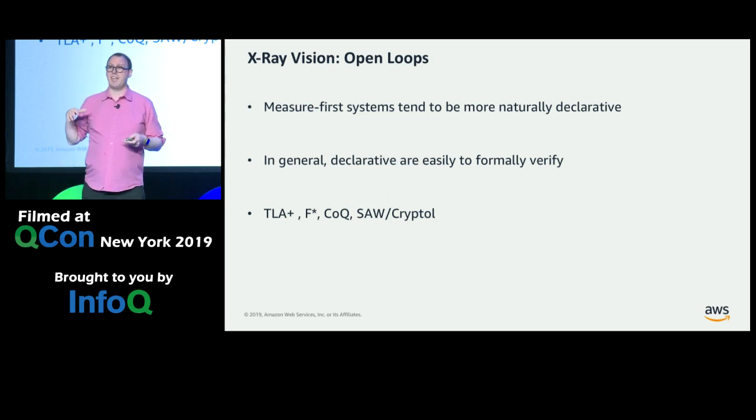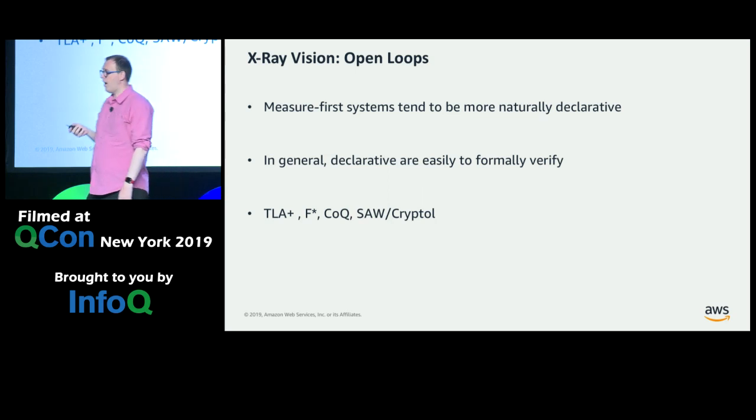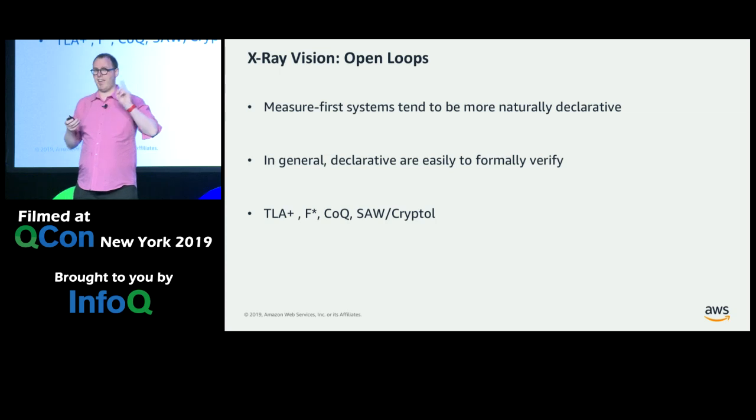If you're into formal verification like I am, when you get to the stage where you can formally verify something, it is vastly easier to verify declarative systems that have their state described like that. The tools are more structured that way. We've been doing a bunch of this. We've got papers out where we've shown how we use TLA Plus and SAW and Cryptol, and you can search for those if you're interested. But we also use tools like F-star and Coq and so on, which are pretty awesome and useful for verifying these kinds of systems. Anyway, that's the first X-ray vision superpower.